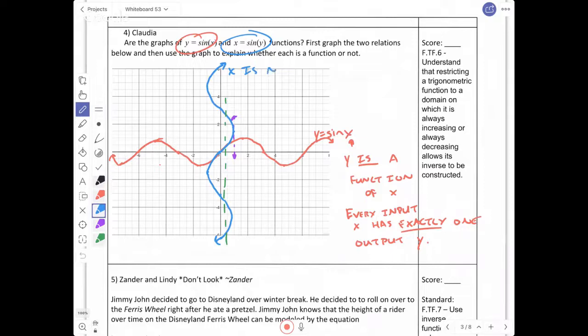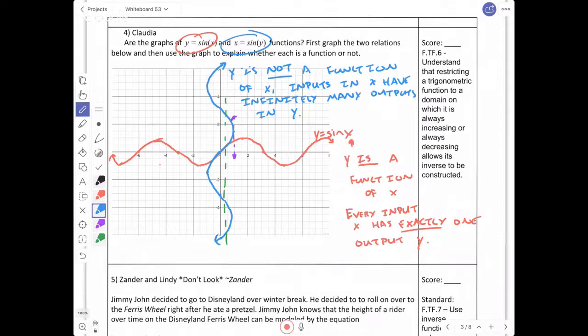Sorry, y is not a function of x. Inputs in x have infinitely many outputs in y. Cool.